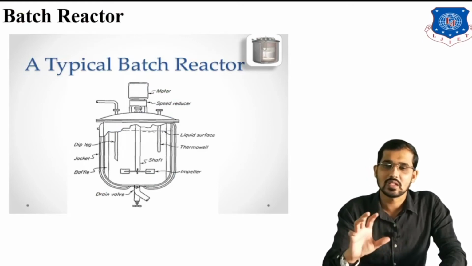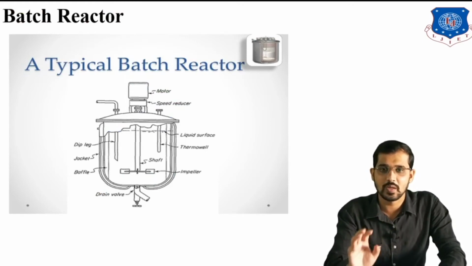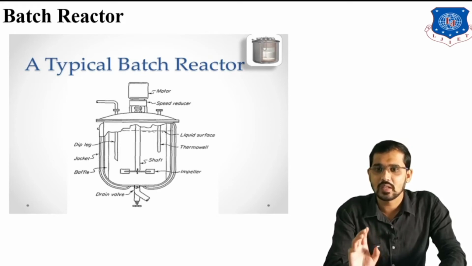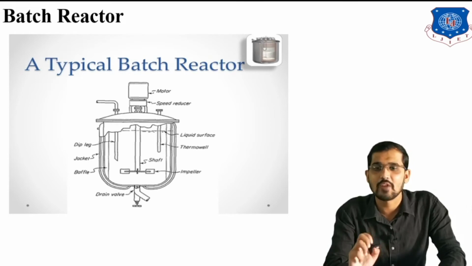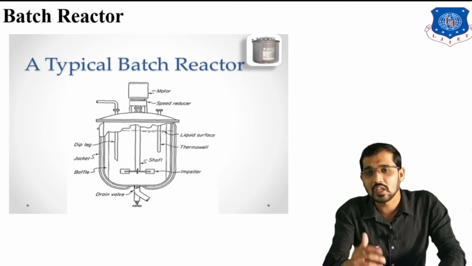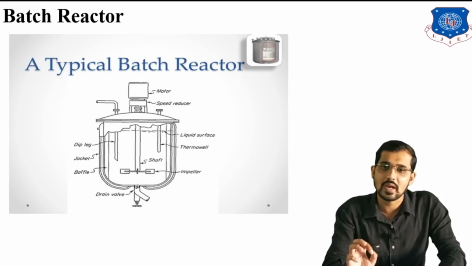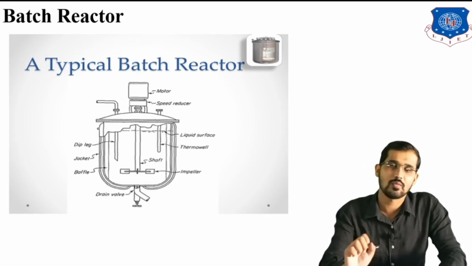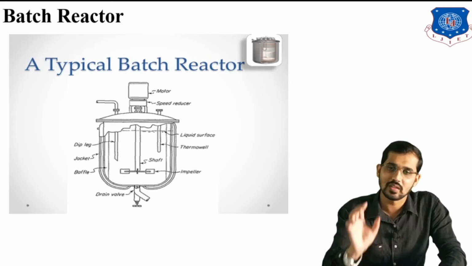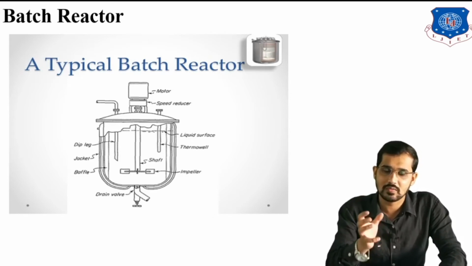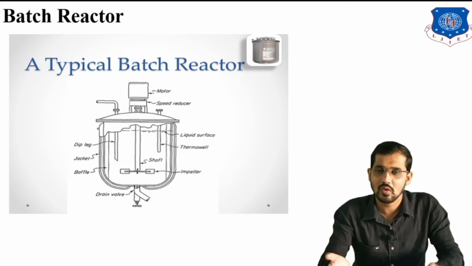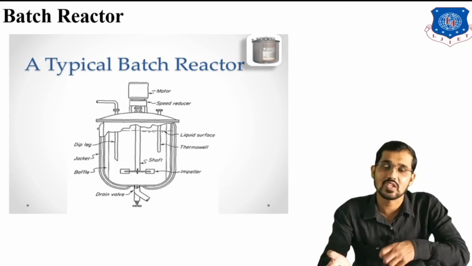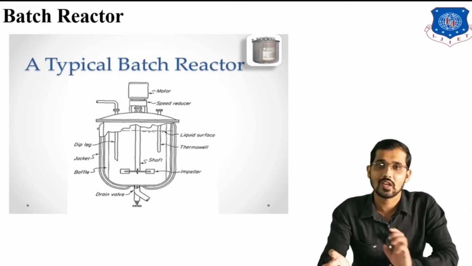This is nothing but one type of vessel which consists of a speed motor, after that speed reducer, after that a jacket, that is nothing but cooling jacket or heating jacket. After that there is a baffle. Baffle is used to increase the turbulence in the system. After that there is a drain valve, followed by impeller and thermowell to measure the temperature. After that liquid surface is there. So this is the figure for batch reactor, and in this batch reactor whatever reactants we are using, all those reactants we have to use at the initial stage only. You cannot put or withdraw anything during the reaction.